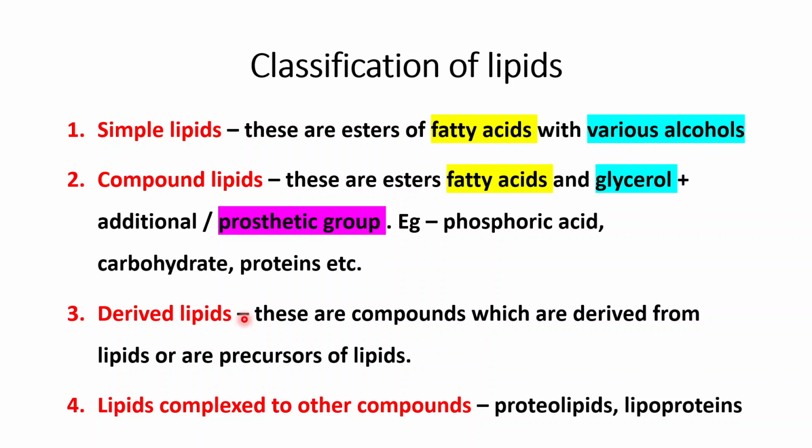Now derived lipids are compounds which are derived from lipids or precursors of lipids. Breakdown products of lipids are also a type of derived lipids. And the last one is lipids which are complexed with other compounds. For example, if a lipid forms a complex with proteins, it is called proteolipids, or it can be a lipoprotein. So let us first try and understand this classification.